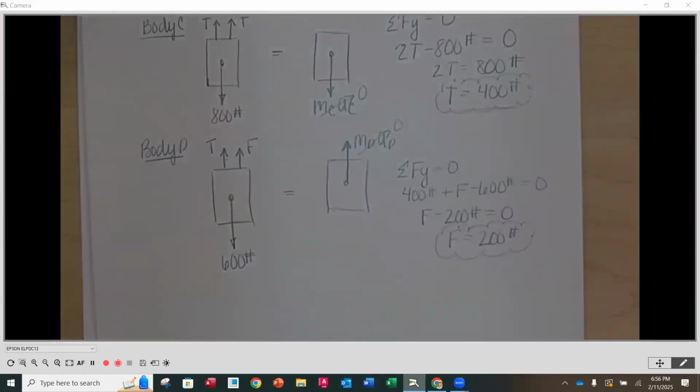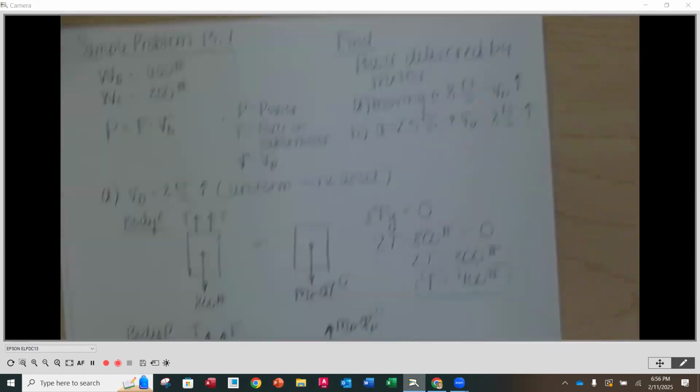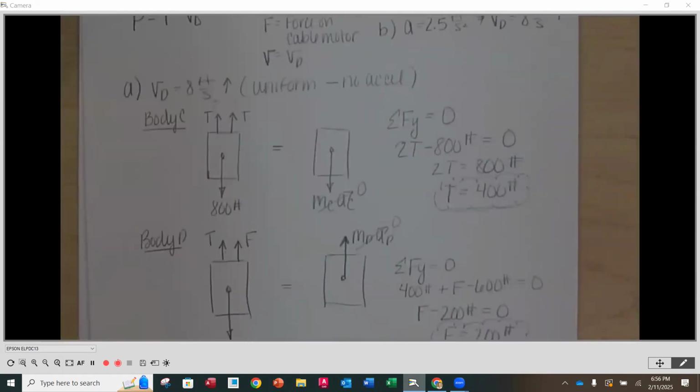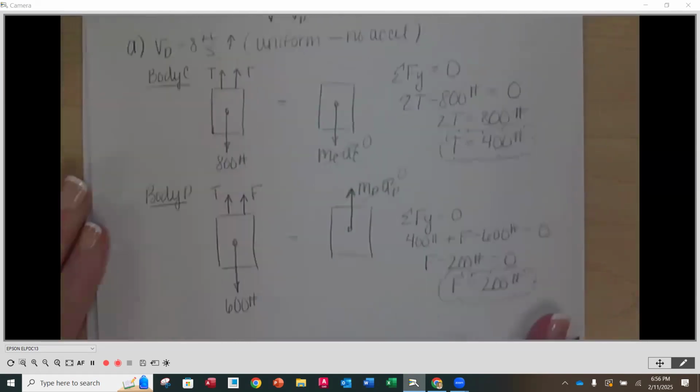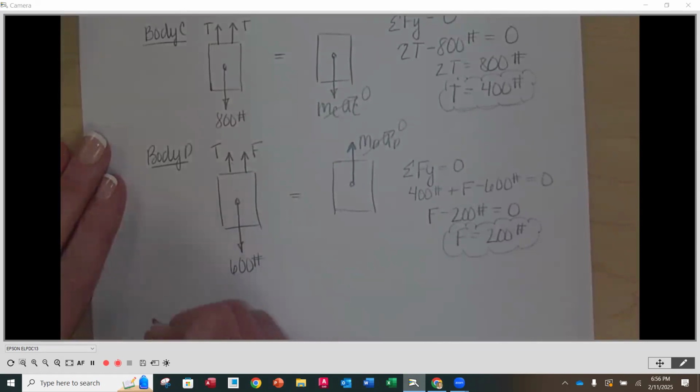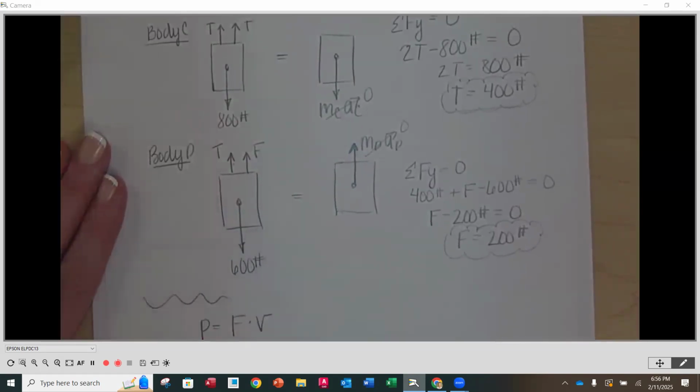Now, we're not done, right? We're not done because now we need to know what the power is delivered by the motor. So now that we know what the force is, because we needed F, we can now calculate the power. Okay, so P is equal to F times V.